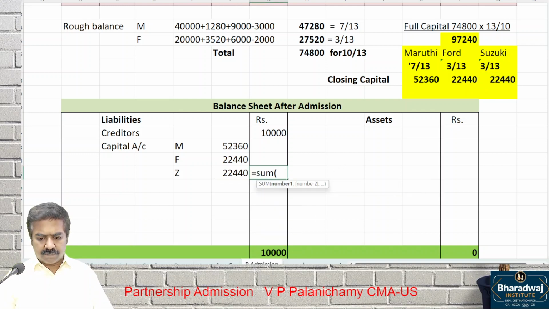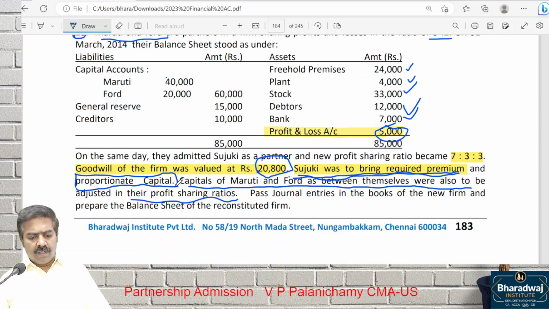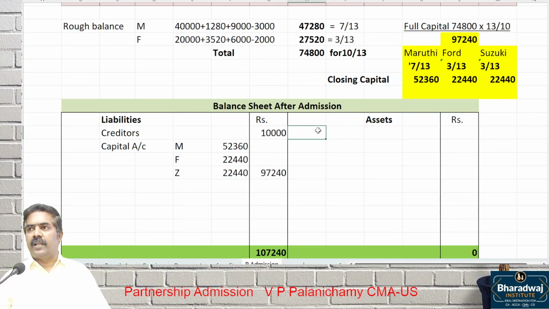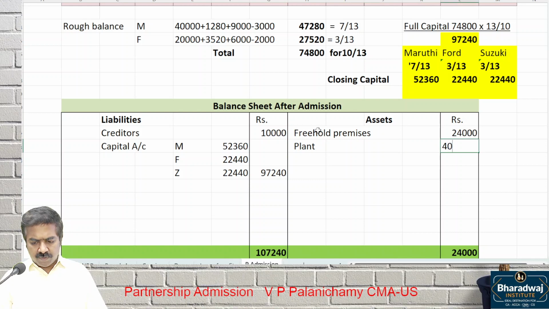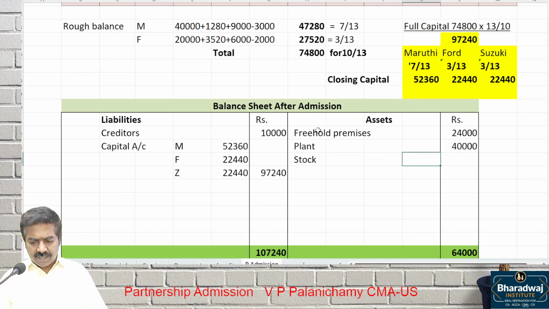Total 97,240 will be there. Of course, general reserve will not come. That is already transferred to old partners. Next, freehold premises, old value 24,000. All assets old value only. Then plant how much? 4,000 plant. Then stock how much?